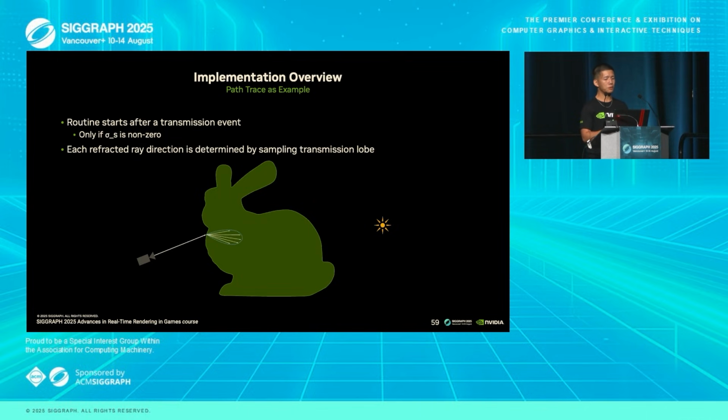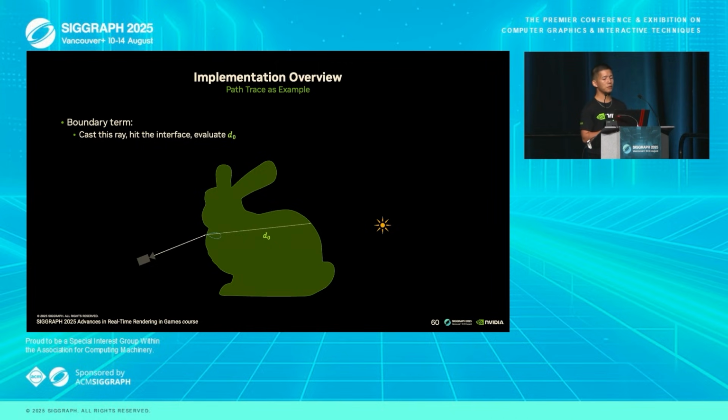Here's how our algorithm works in practice. We handle rays that hit a surface and decide to enter objects. The ray direction comes from sampling the transmission BSDF. This could be pure refraction for smooth dielectric or diffuse transmission for rough translucent materials. Our algorithm isn't limited to any specific BSDF type.